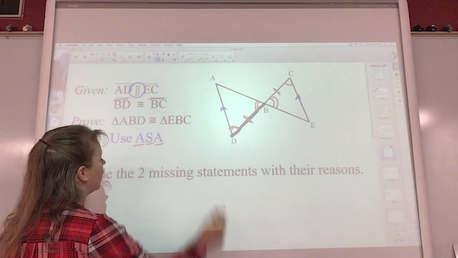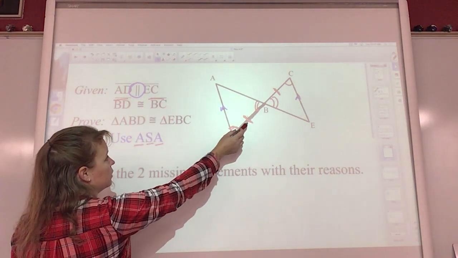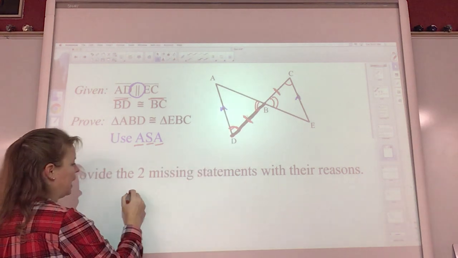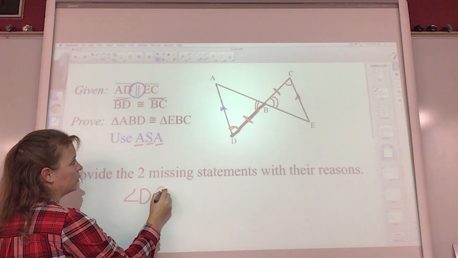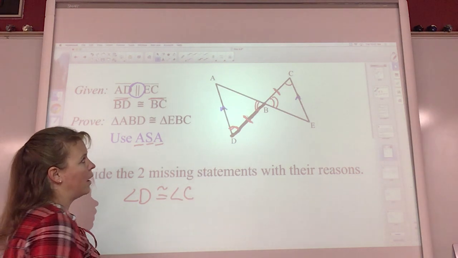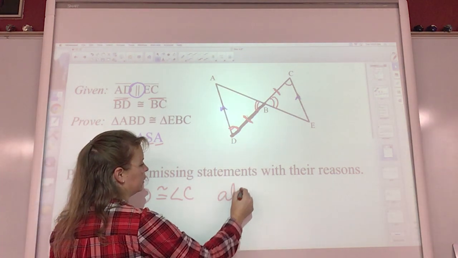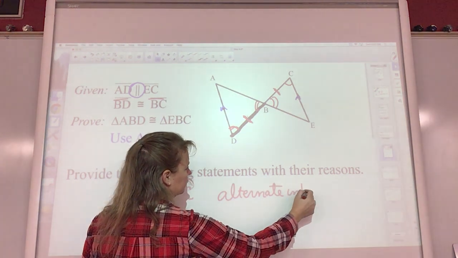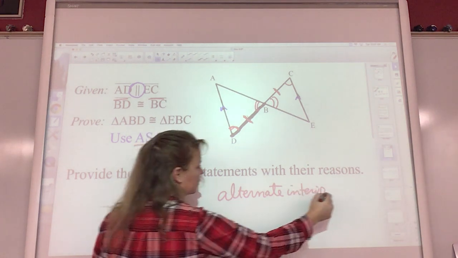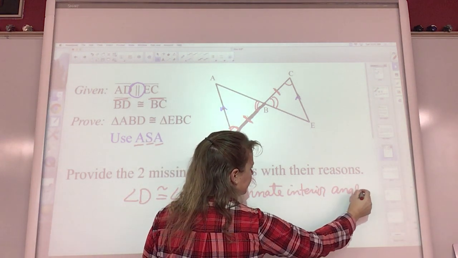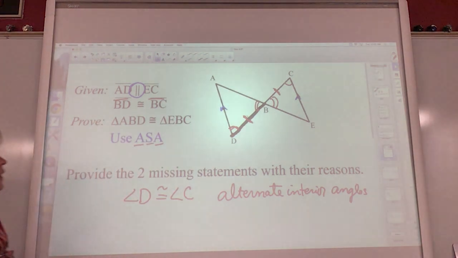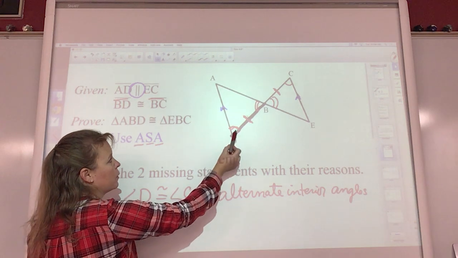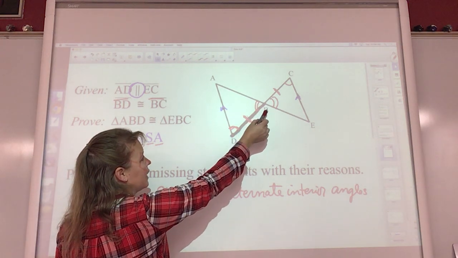So the first thing that we marked was the given information. We know segment DB is congruent to segment BC. Second thing we marked was that angle D was congruent to angle C. Why were those congruent? Because of alternate interior angles. Then we also decided, nope, we can't mark angle A and angle E. We got rid of those. We wanted angle side angle, so we marked this angle B.